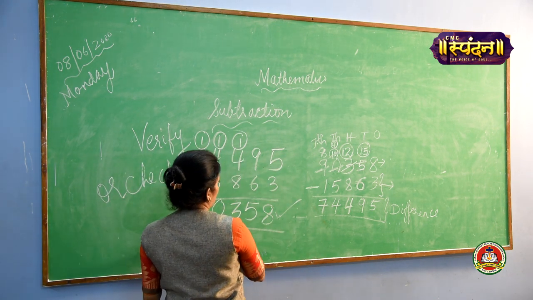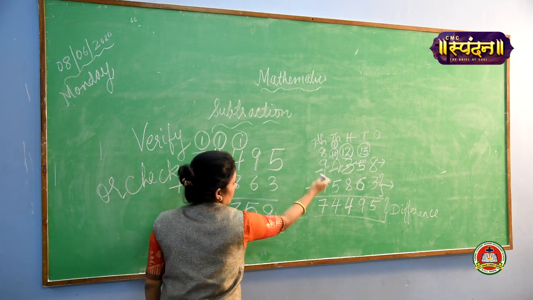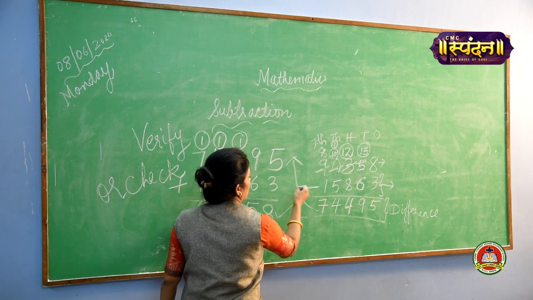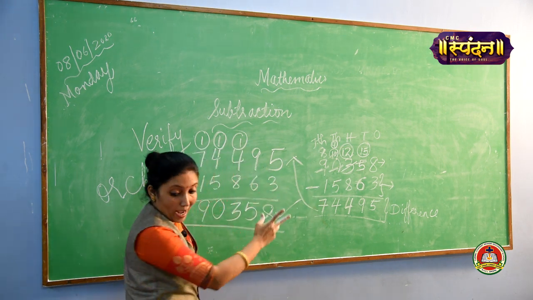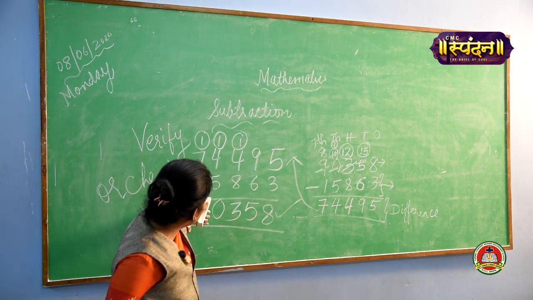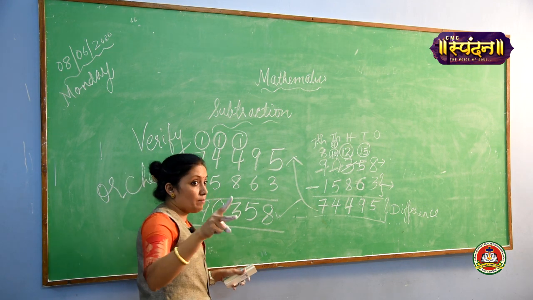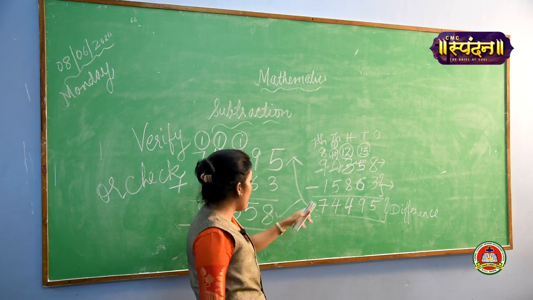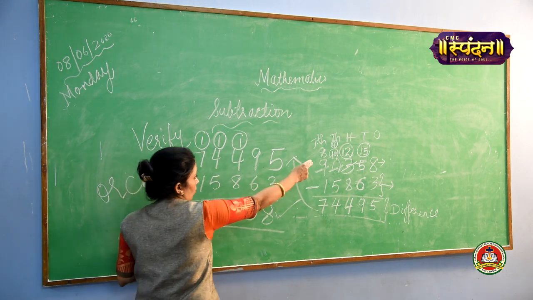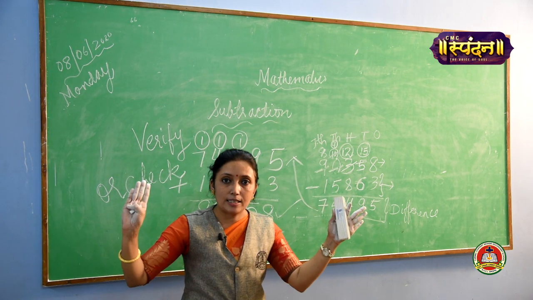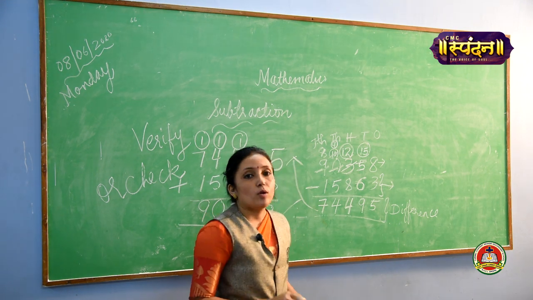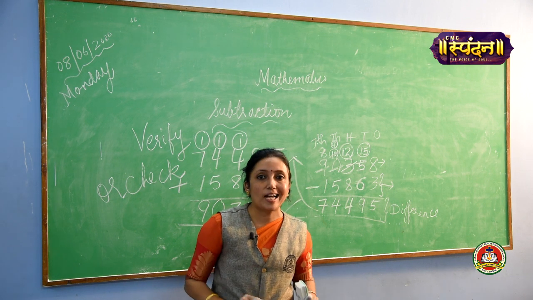So I have taken my difference here, and this is your subtrahend. I have to add them. When you add, please remember, for checking you need to add your difference with your subtrahend. If the top value comes, it means my answer is correct. This is the method to verify or check your answer. So I think the concept of addition and subtraction is clear.